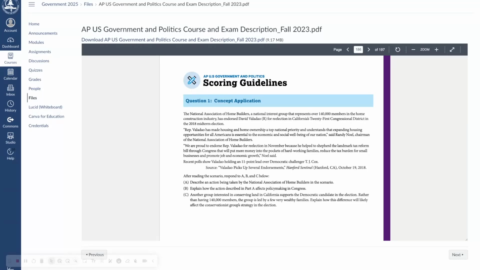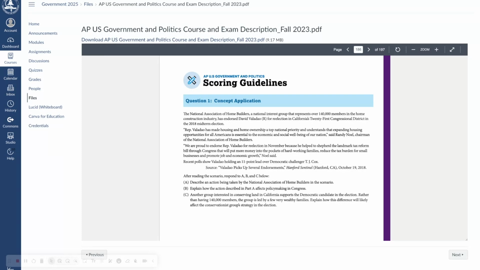So how can you get the highest score for your AP tests? I'm going to give a specific example from the AP US Government and Politics scoring guide. You can find this on page 186 of the AP US Government and Politics course and exam description.